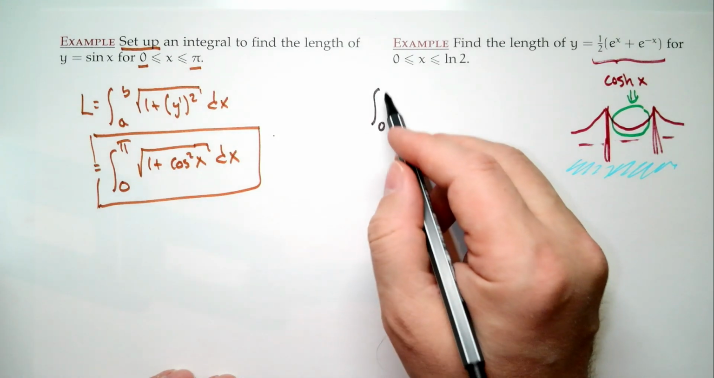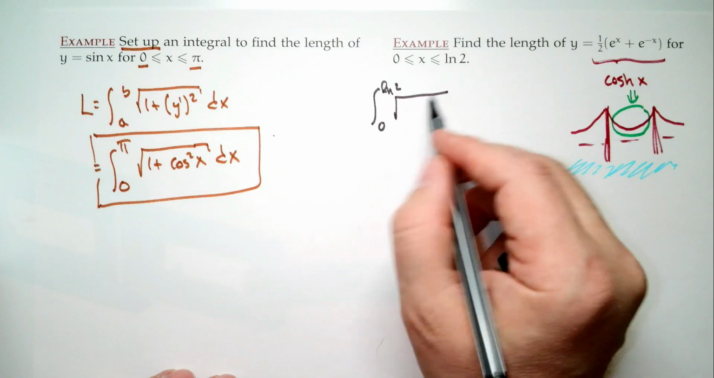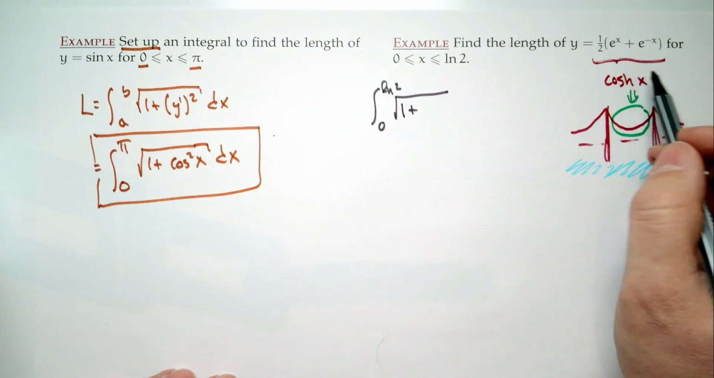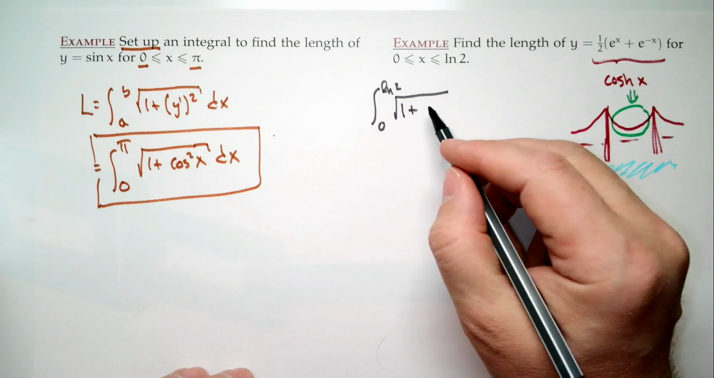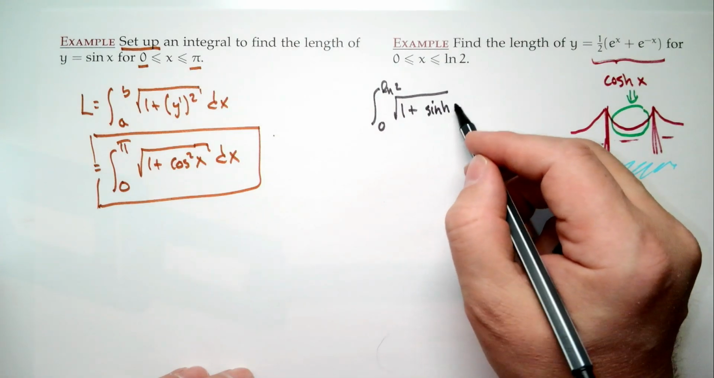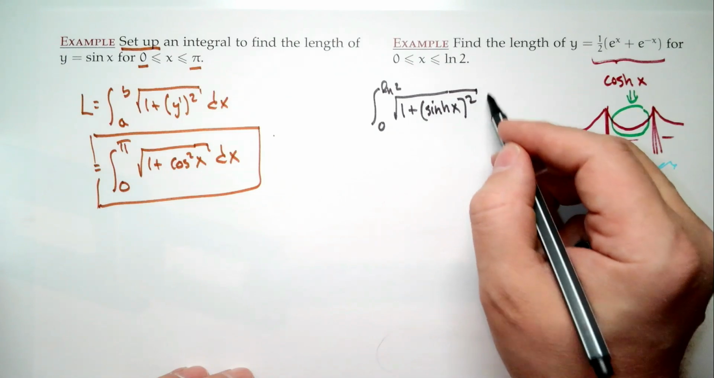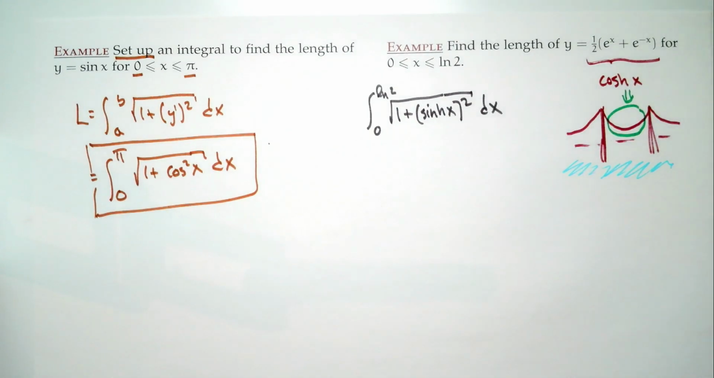So, what do we have? Well, it's the integral from 0 to log of 2 of the square root of 1 plus. All right, I'm just going to go through this quickly. Do you remember what the derivative of cosh is? The derivative of cosh is sinh. Cosh is hyperbolic cosine, and the derivative of hyperbolic cosine is hyperbolic sine. On a fun side note, do you know what the derivative of sinh is? It's cosh. It's even better than sine and cosine. You don't have that pesky negative coming in. Life is good. Life is beautiful.